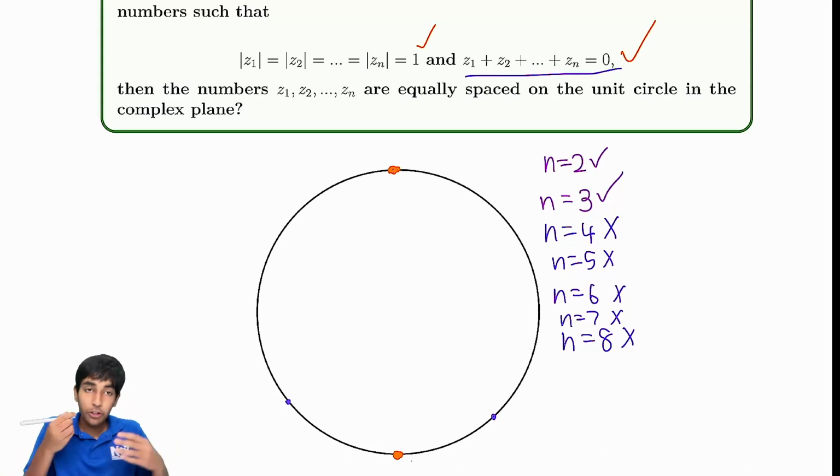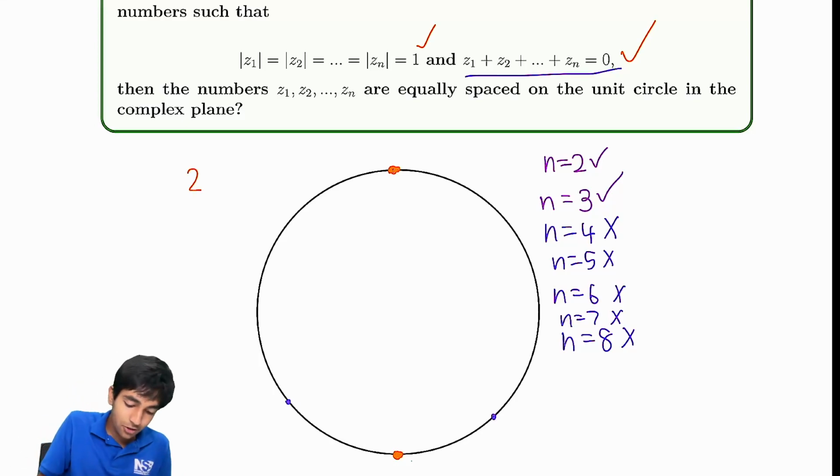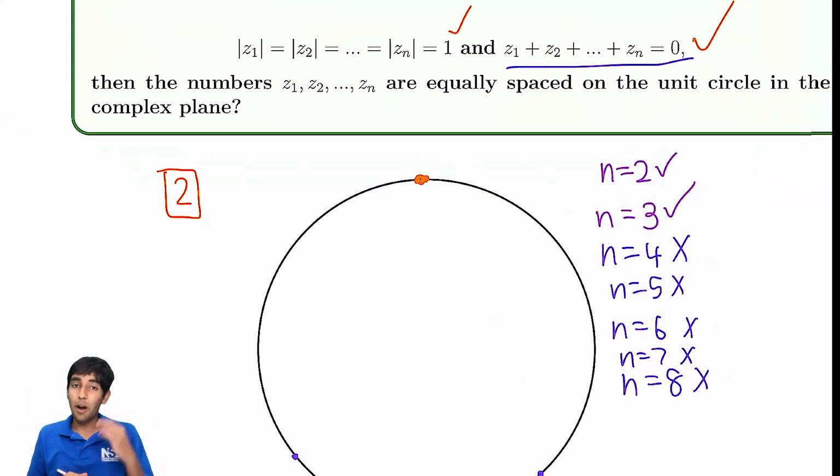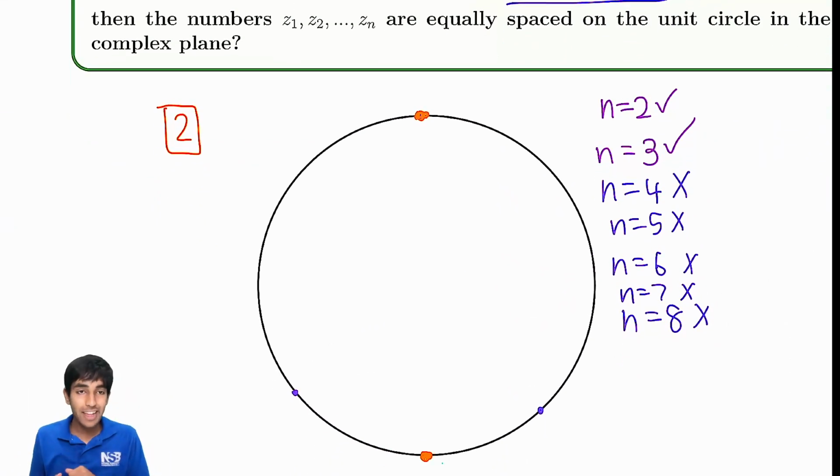So clearly, only 2 and 3 work. Our answer is just 2. This is a really cool problem if you ask me. It's a smart problem, uses complex numbers and a bit of cleverness to figure out the solution.